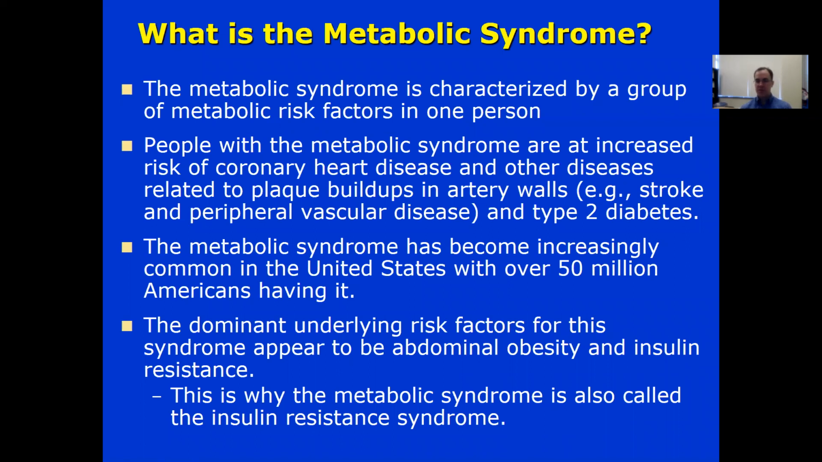People with the metabolic syndrome are at increased risk of all sorts of metabolic diseases: coronary heart disease, plaque buildup, stroke, type 2 diabetes. It affects over 50 million Americans and counting. The dominant underlying risk factor for this syndrome appears to be abdominal obesity, the visceral fat, a large waist circumference, and insulin resistance, which we talked about before. So it's why the metabolic syndrome is also called the insulin resistance syndrome. Back in the day, it used to be called syndrome X, but now it's changed to metabolic syndrome.